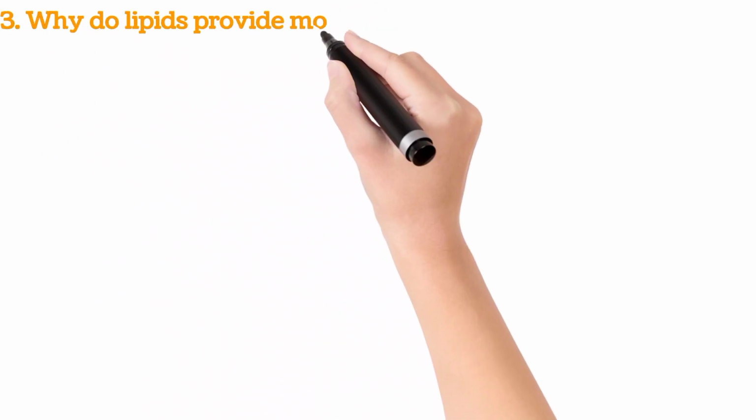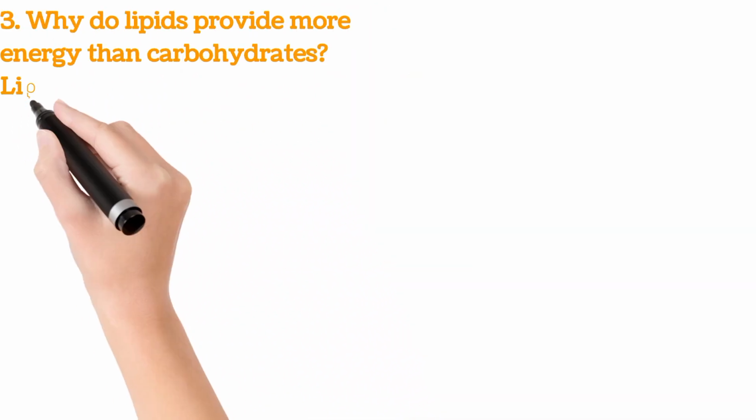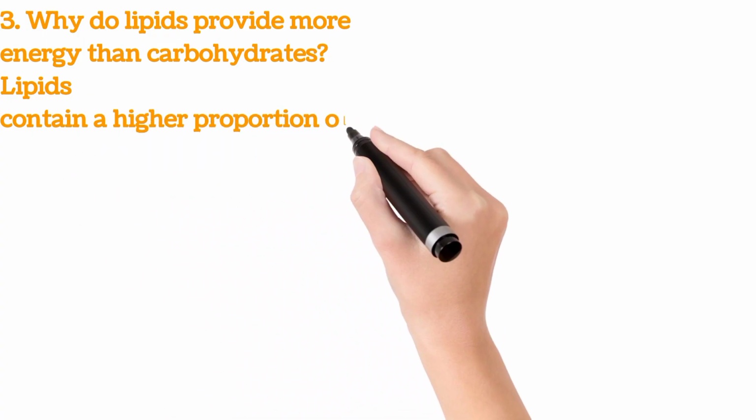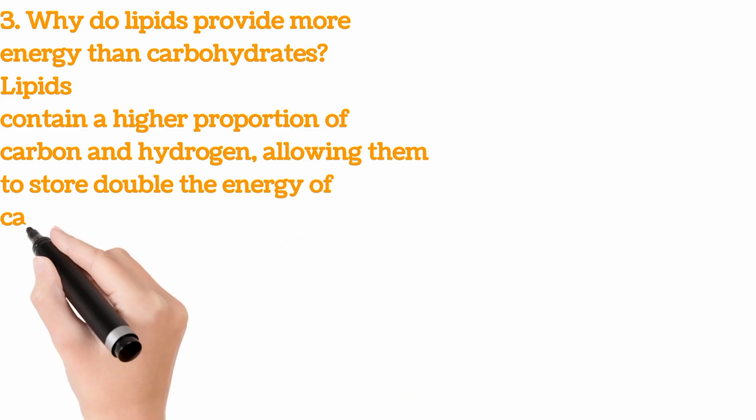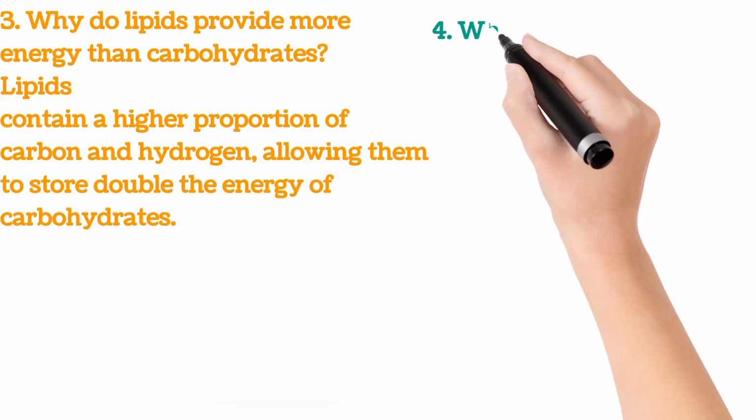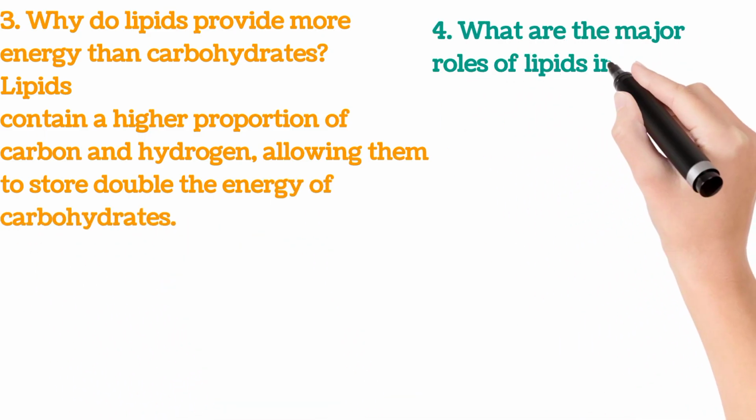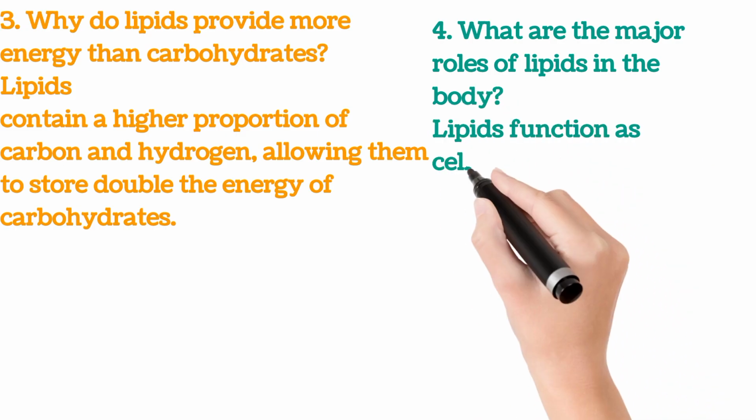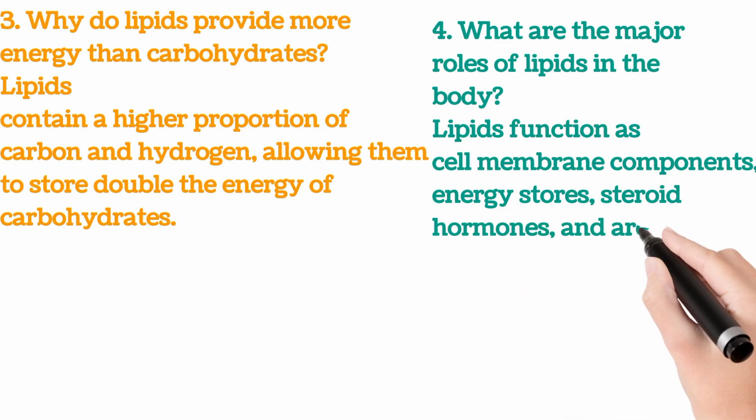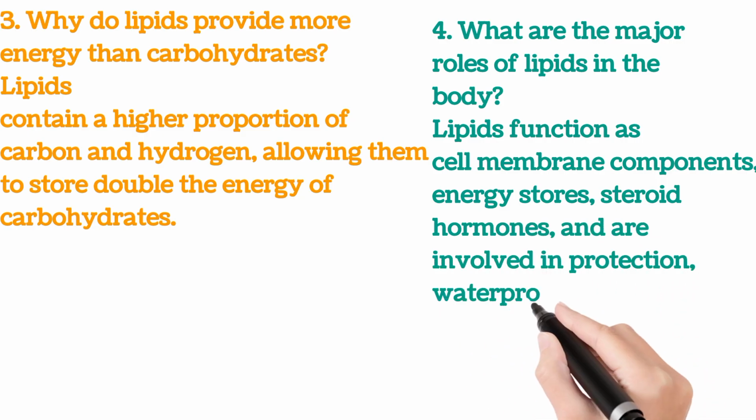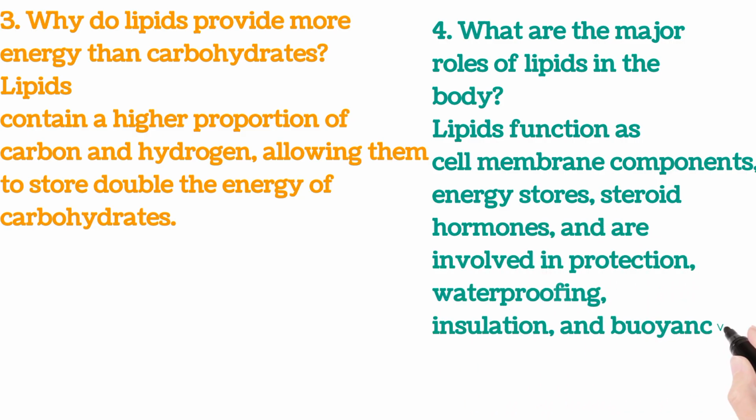3. Why do lipids provide more energy than carbohydrates? Lipids contain a higher proportion of carbon and hydrogen, allowing them to store double the energy of carbohydrates. 4. What are the major roles of lipids in the body? Lipids function as cell membrane components, energy stores, steroid hormones, and are involved in protection, waterproofing, insulation, and buoyancy.